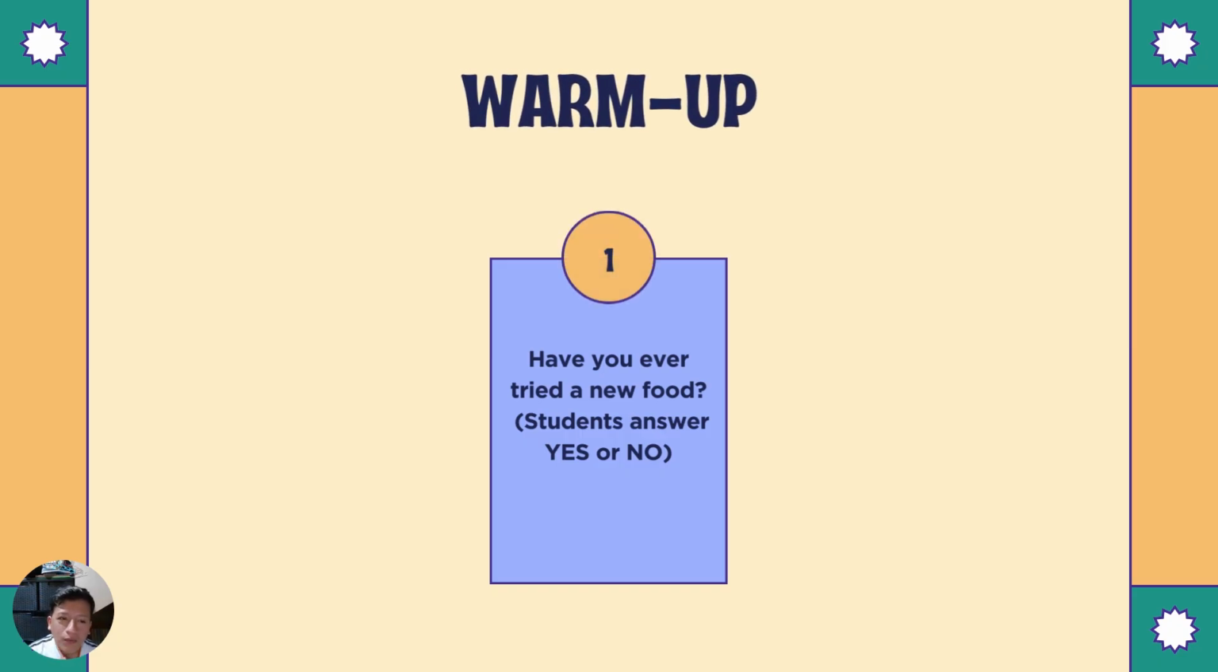To begin, I want to activate the topic with a simple question. I ask my students, have you ever tried a new food? This question prepares the students for the grammar we will use today. They can answer with yes or no. It's a quick way to introduce the idea of experience.